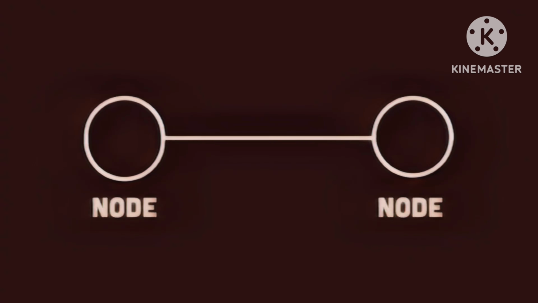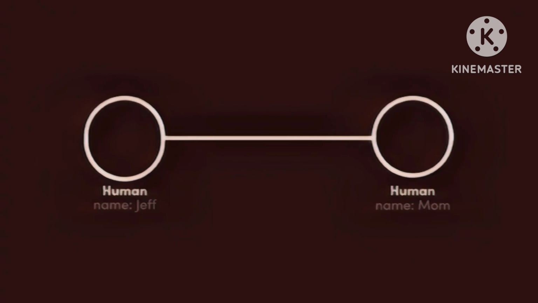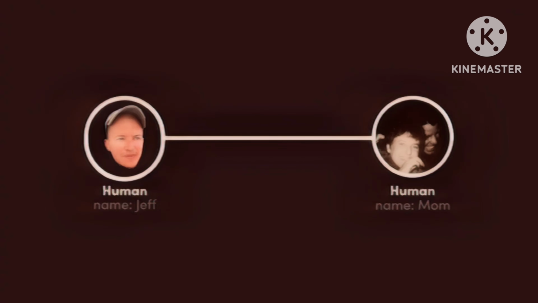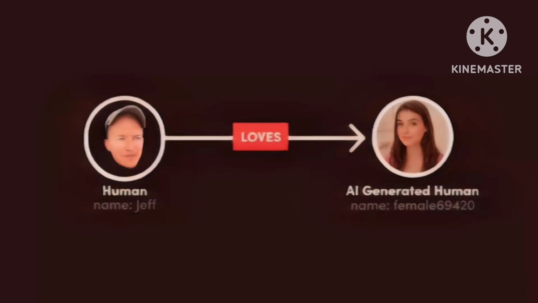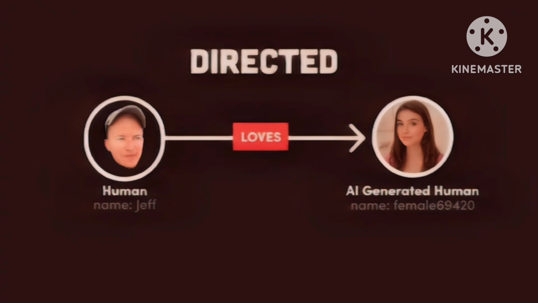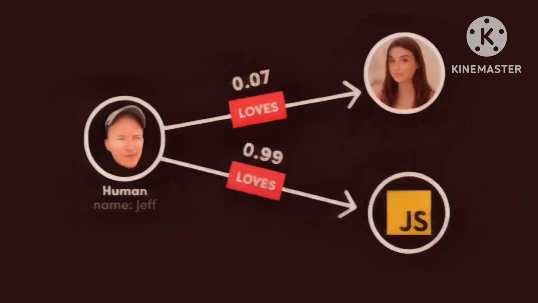A graph has two basic parts, nodes or vertices, and edges that connect them together. Like a person might be a node, and an edge might be a relationship that connects them together. Like you love your mom, and your mom loves you back. This is an undirected graph because the relationship goes both ways. However, you might also love your OnlyFans girlfriend, but this would be a directed graph because that relationship only goes one way. Edges can also be weighted, meaning one relationship is more important than the other.